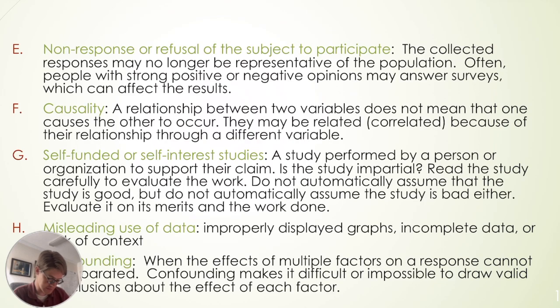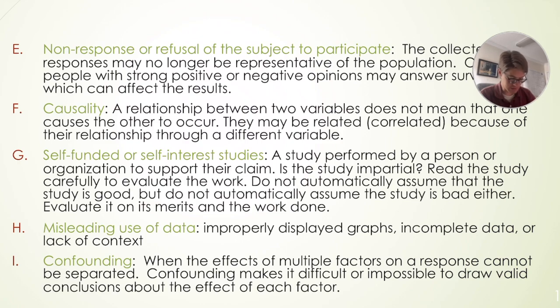Another pitfall is causality. A relationship between two variables does not mean that one causes the other to occur. They may be related, correlated, because of their relationship through a different variable. An example of this might be ice cream sales and shark attacks. One could conceivably have a correlation: when ice cream sales are up, shark attacks are up. But the reasoning is not because the sharks like attacking people who eat ice cream.